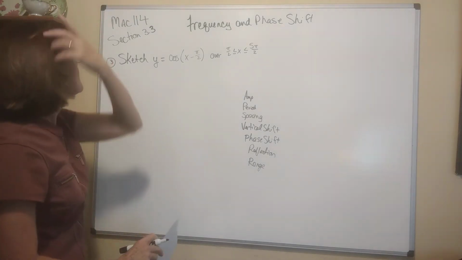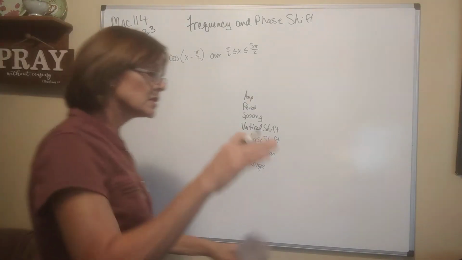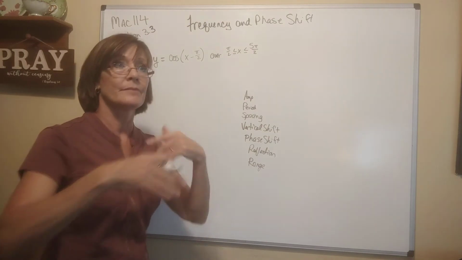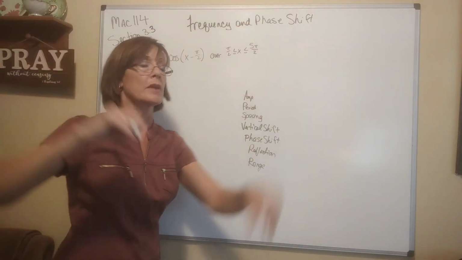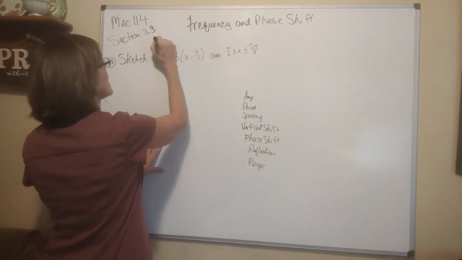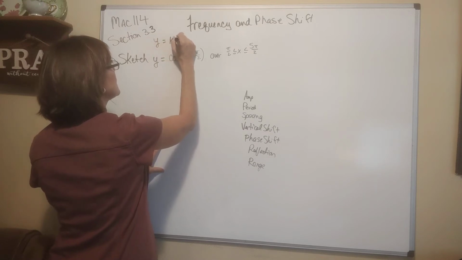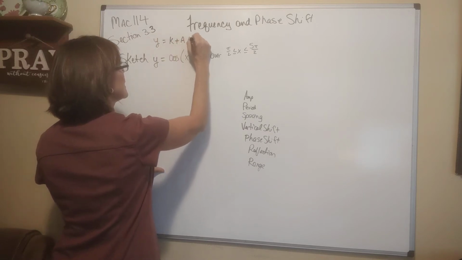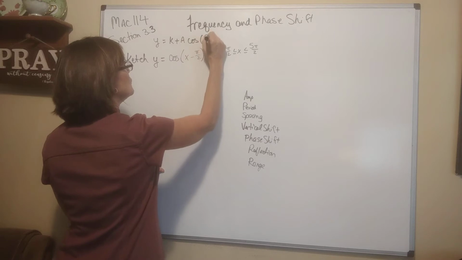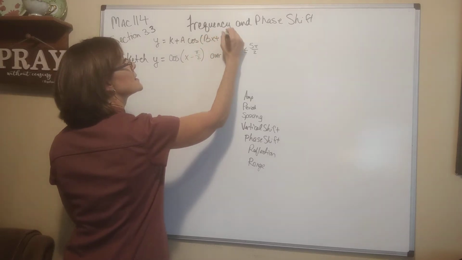Okay. All right, so we've added this to our list, phase shift. So this is new. In general, this is the full-blown form, what kind of sine wave could we have? We could have this: y equals d plus a cosine of bx plus c.